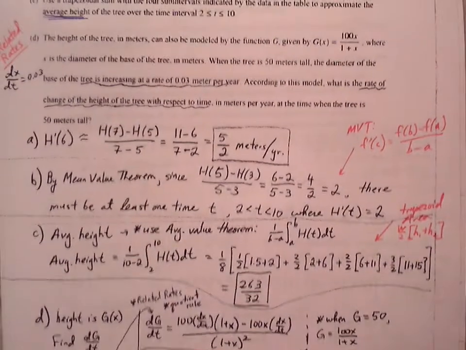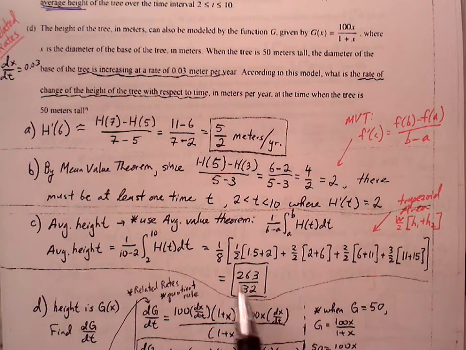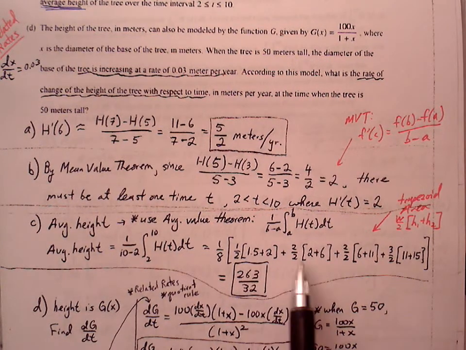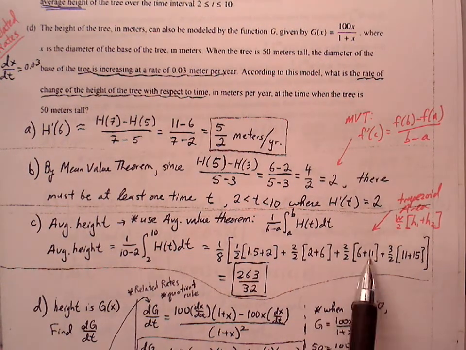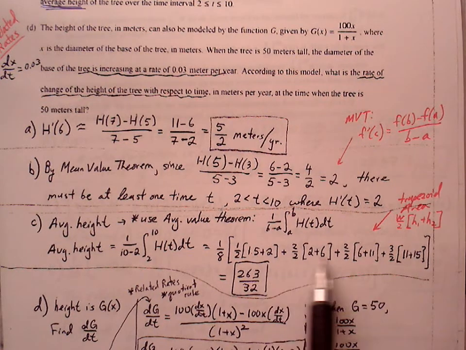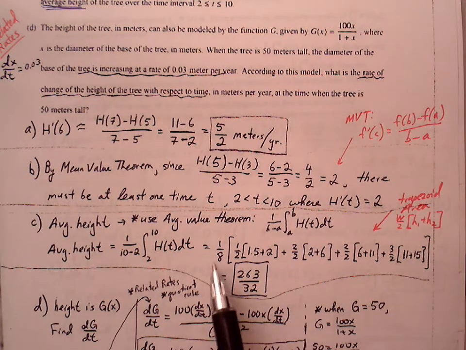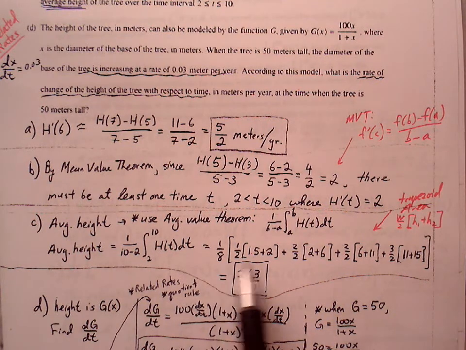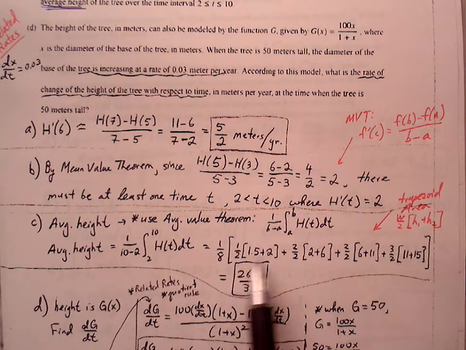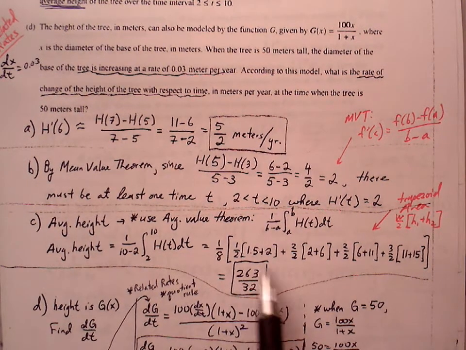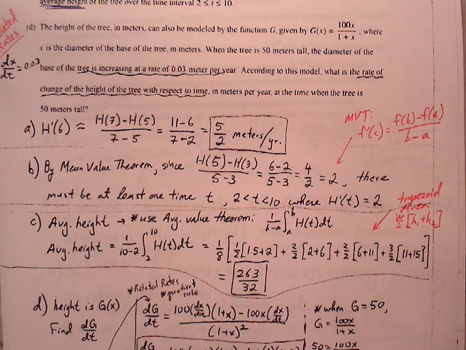So it's a little messy with all these trapezoids, but we can use our calculator to evaluate all these separate areas. And this will give us the definite integral from 2 to 10 of h of t. We divide that by 8, and that gives us our average height between years 2 and 10. All right, now part D is a messy part here.